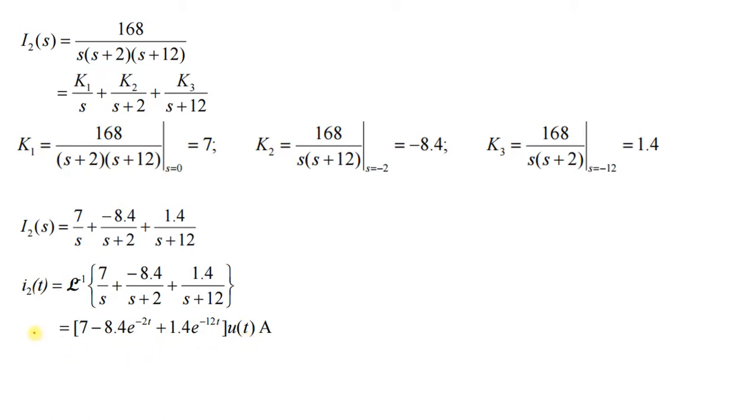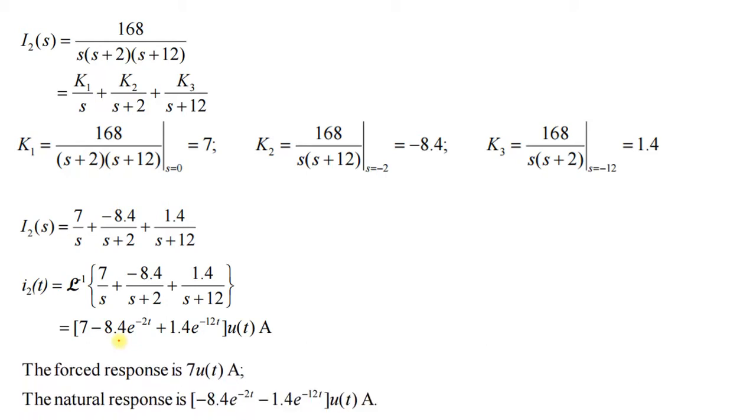I already told in I1 of t, this 7 ampere is nothing but my forced response. These two exponential decaying terms are my natural response of the circuit. So this is how the values of I1 of t and I2 of t are found for the corresponding circuit. Otherwise you can go for Cramer's rule. In Cramer's rule you find I2 of t, which is equal to delta 2 of t divided by delta. You already studied Cramer's rule in your DC circuit analysis. Just use that method also and check the answers with these answers. Both answers should be equal.